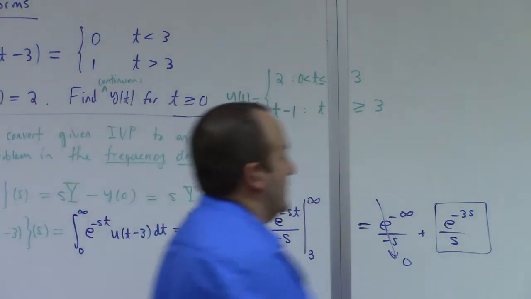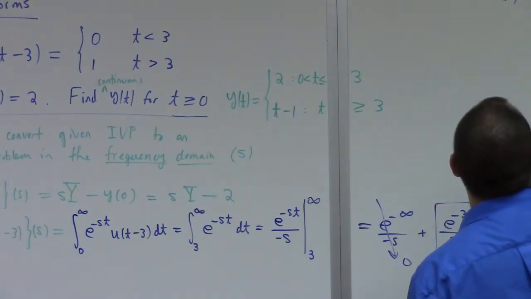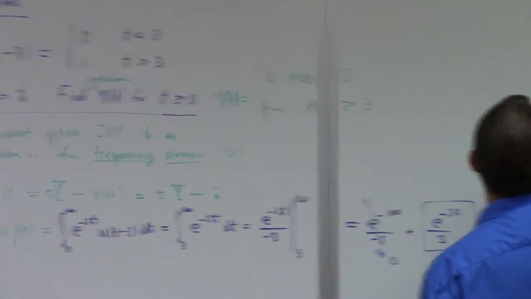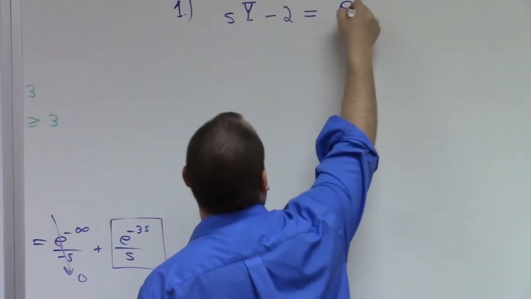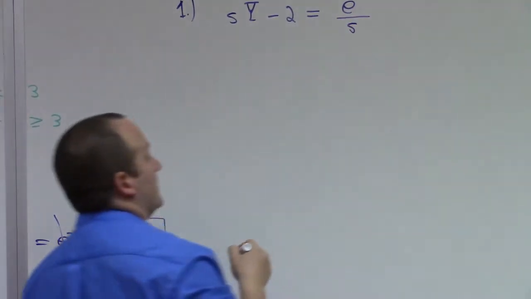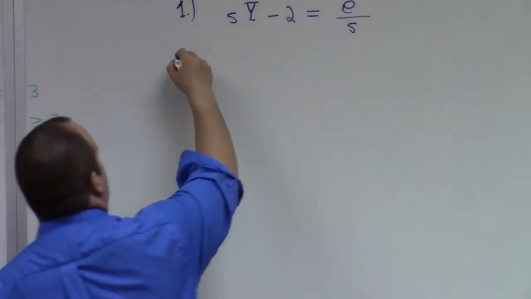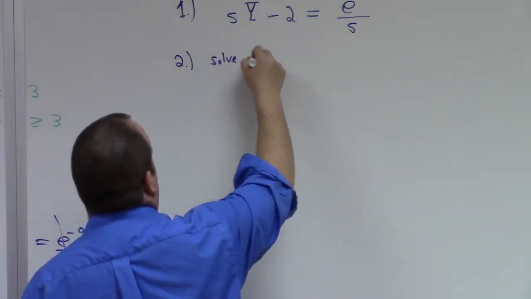Okay, so to complete the thought for number 1, we have s times big Y minus 2 is equal to e to the minus 3s over s. All right? So now I have transformed the given differential equation from the time domain to the frequency domain. You notice that now the equation is algebraic. There's no derivatives in big Y and s. It's just an algebraic equation. So step 2, you do algebra. You solve for big Y.